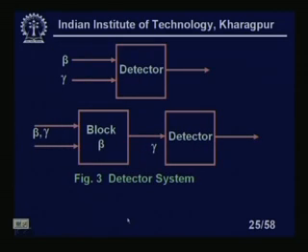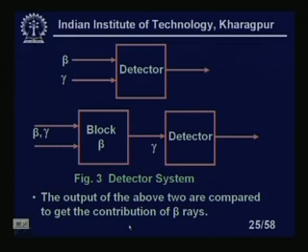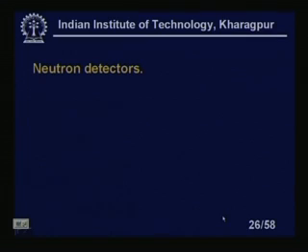You see, this is a detector system for beta rays. We have detectors, and a block which will block beta, so only gamma will come out of this. So beta will be blocked, and ultimately the detector will give its output. The outputs of the above two are compared to get the contribution of the beta rays, because here I am getting only gamma rays. These two are compared so that I will get only the contribution of the beta rays, right.